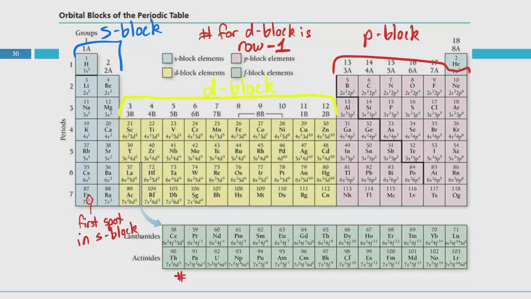This also applies for our F block, but for our F block, it's n minus 2, or row minus 2. We won't do any electron configurations for our F block, which is great news for us.